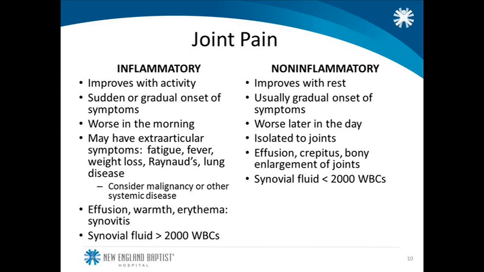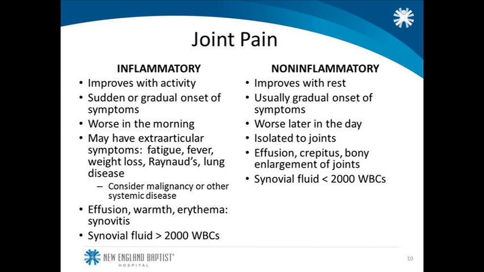Patients may have extra-articular symptoms, such as fatigue, fever, weight loss, Raynaud's phenomenon, or symptoms of lung disease. And if a patient does have extra-articular symptoms, it's also important to consider malignancies and other systemic diseases. The hallmark of inflammatory arthritis on exam is synovitis, where the joint is swollen and feels boggy or spongy. There can be joint effusions, and if so, the joint is often warm, and there can be overlying erythema.